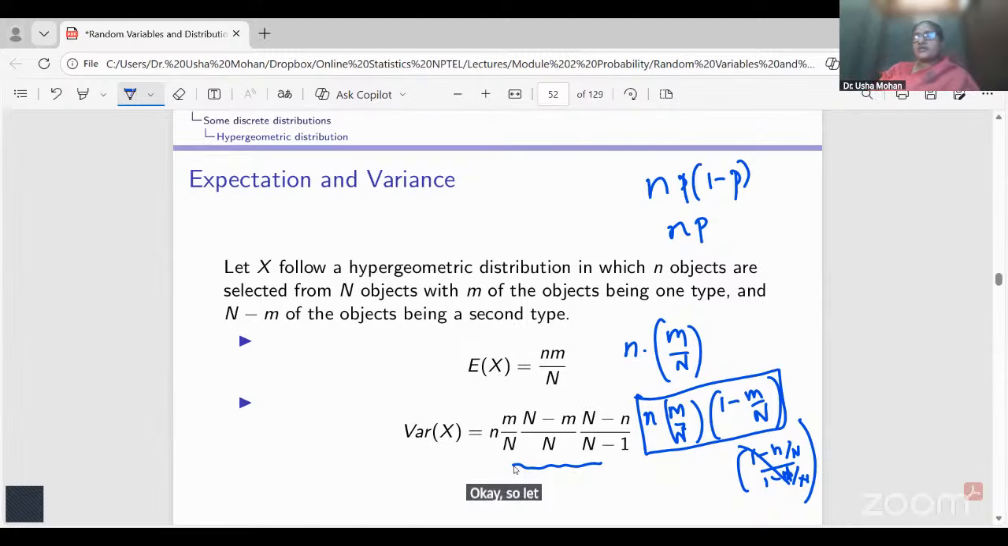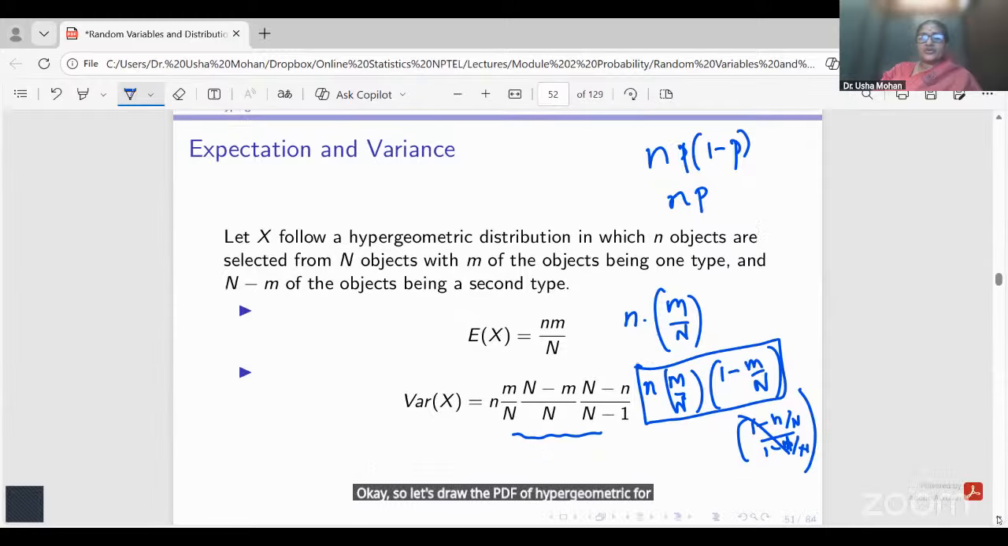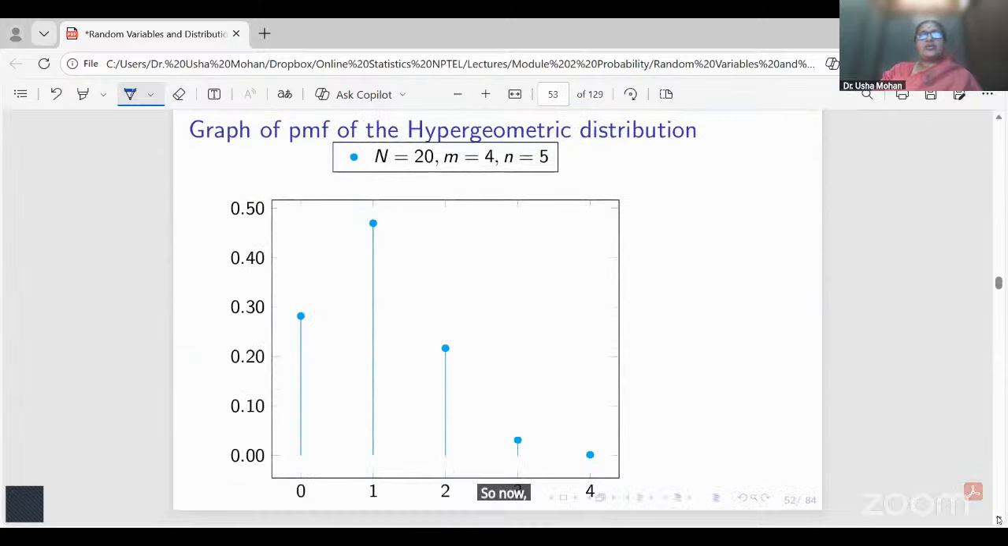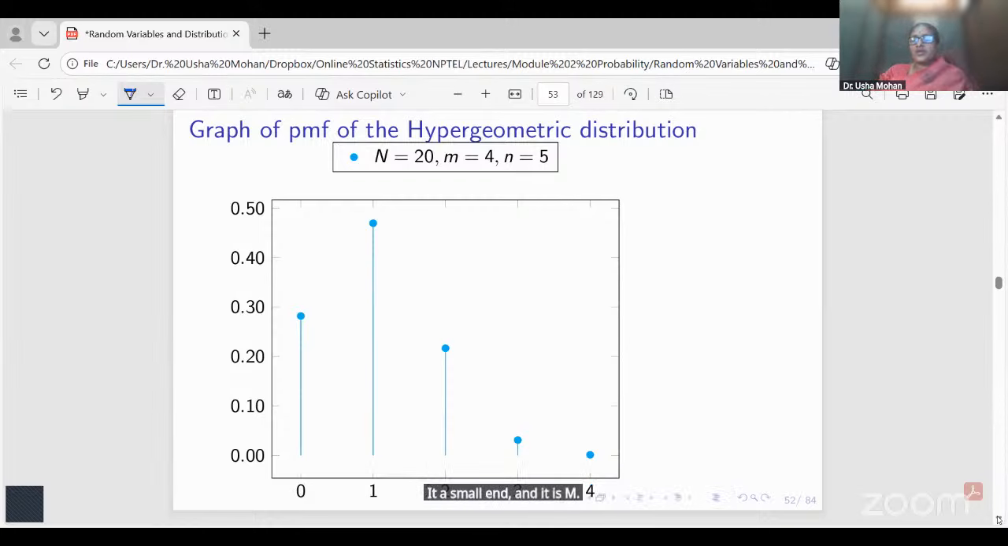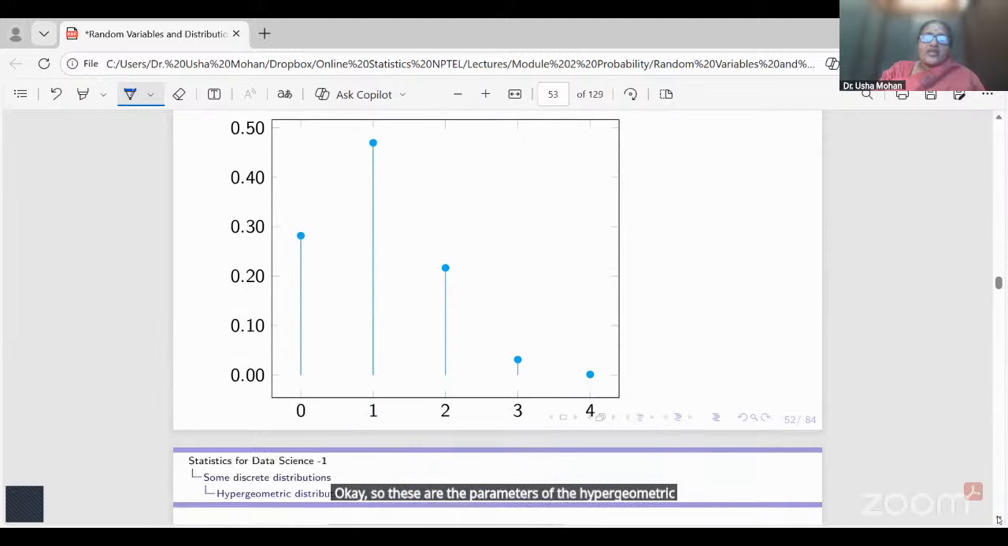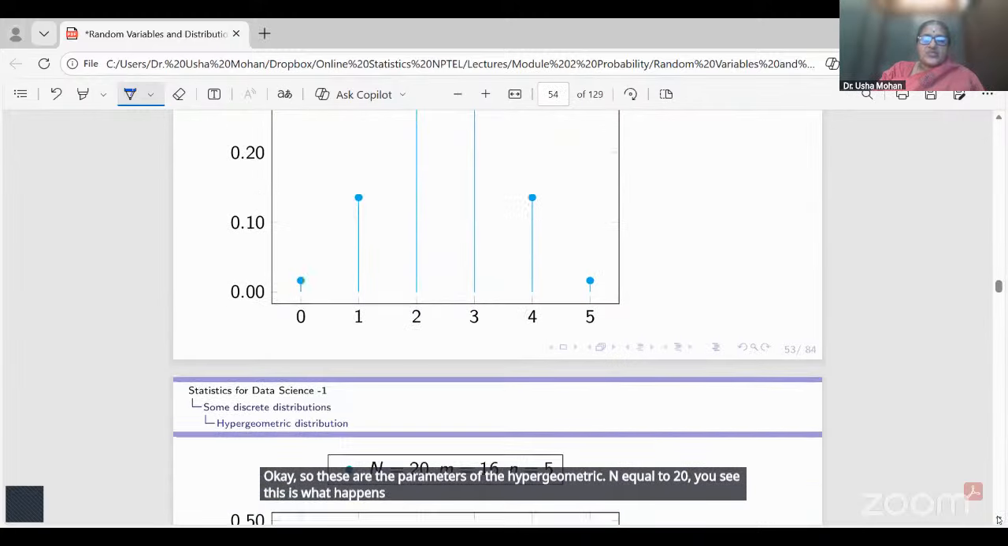Let's draw the PDF of the hypergeometric for different values. So what are the parameters of a hypergeometric? It is capital N, small n, and m. These are the parameters of the hypergeometric. For n equal to 20, you see this is what happens. This is when it is symmetric.